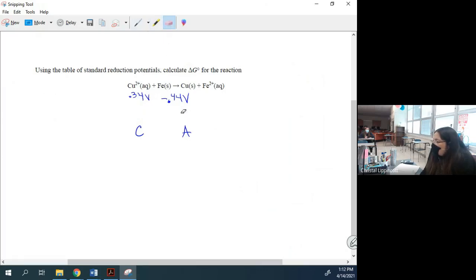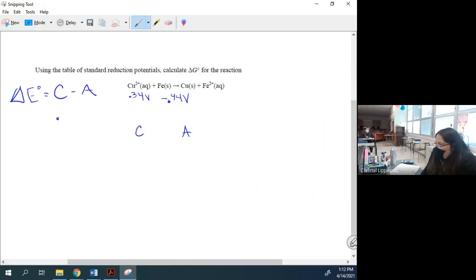Now, I told you to figure out our delta E, delta E prime. I always tell you to take the cathode minus the anode. If you follow through the way she does it, or some of the stuff that I gave you, they will have you reverse reactions. But I think that my way is faster and it's solid. So just remember, cathode minus anode. That's the order.